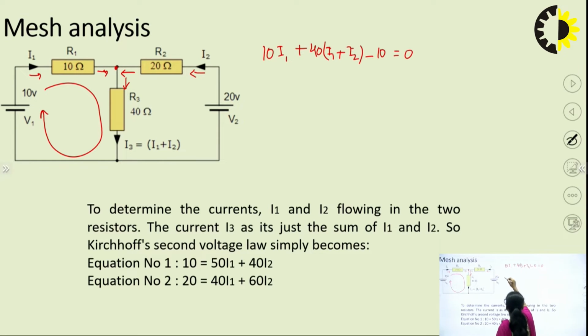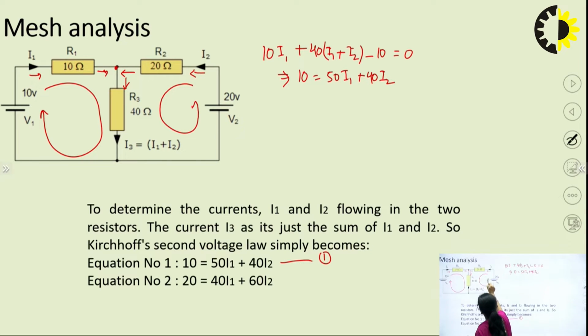So now this equation we can simply write as 10 equals 50 I1 plus 40 I2. This is equation number 1 written over here. In a similar way, we can write the equation for the second mesh also, for the second path. If we write the equation over here, then we will go in this direction, because we will move in the direction of the current.